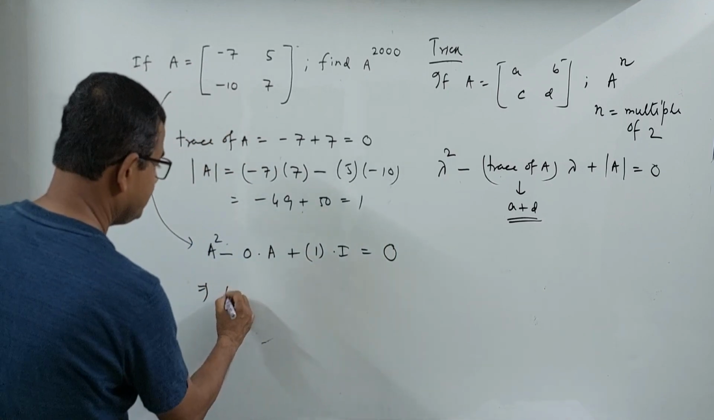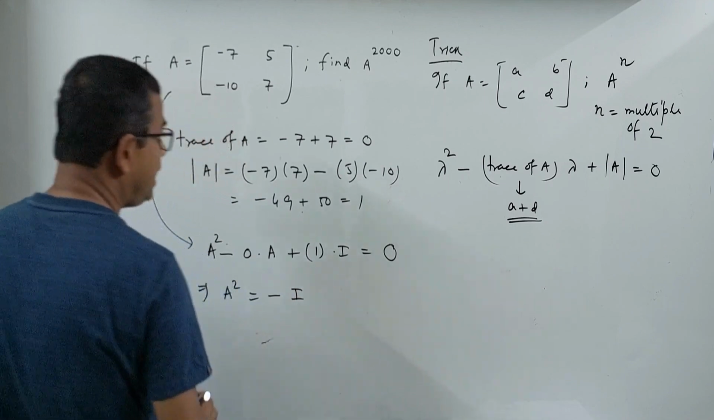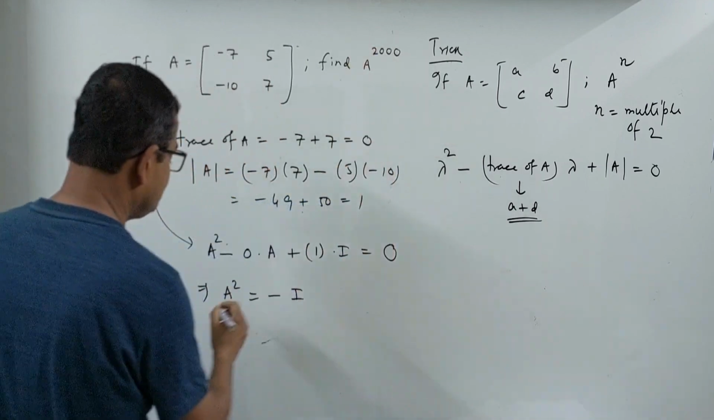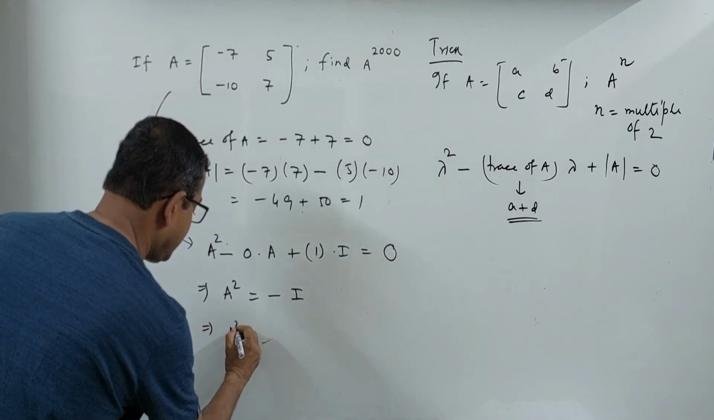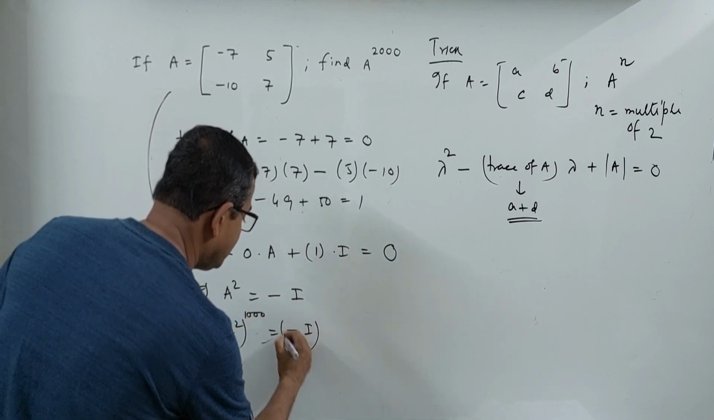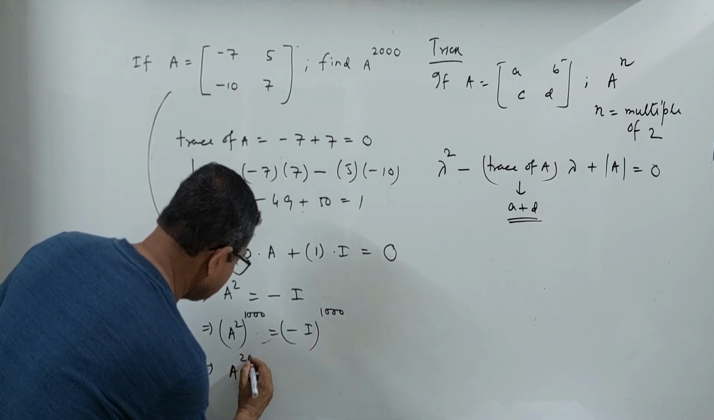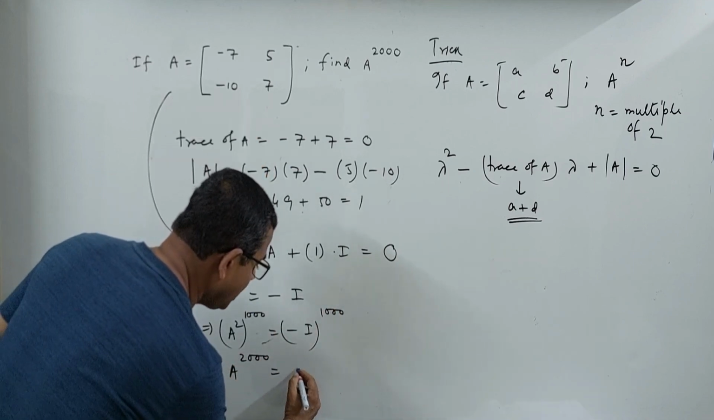So we get A square equal to minus I, and we have to find A to the power 2000, so A square power 1000 equal to minus I to the power 1000. So we get A to the power 2000 equal to I.